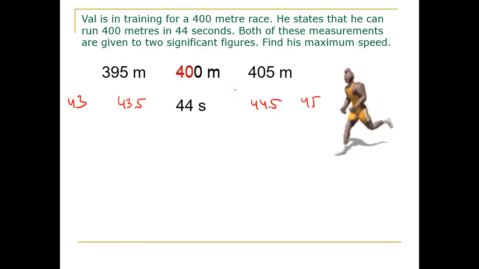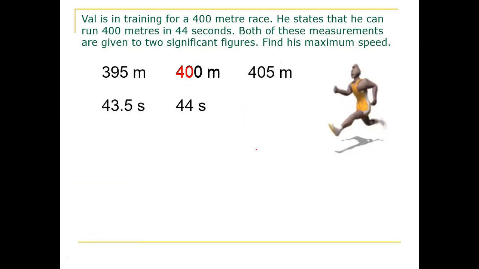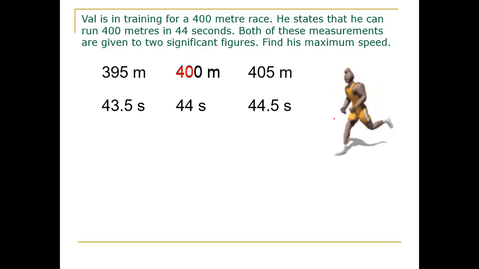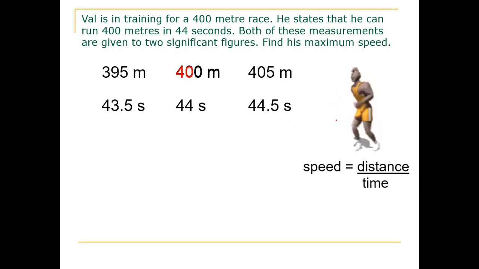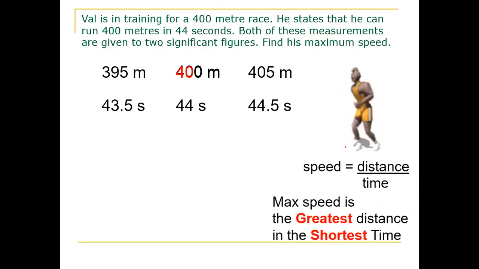44.5, right? Let's look at it again. 43.5 and 44.5. Next. Okay. The speed is distance over time, right? So different. There is logic to this. So the maximal times the maximal.